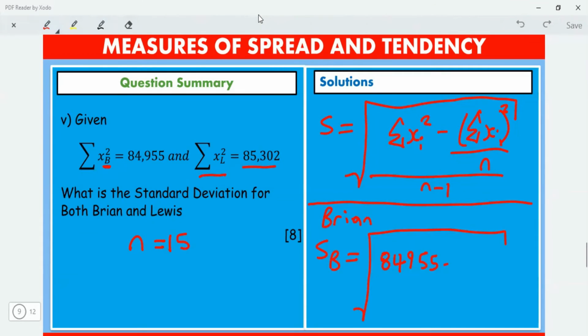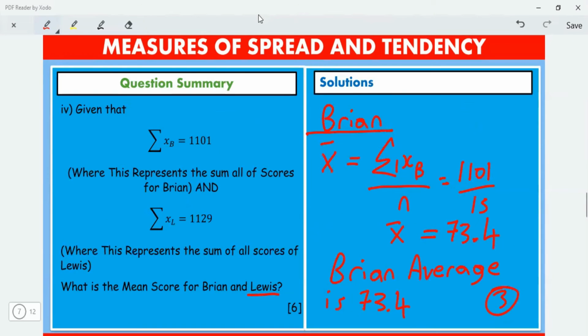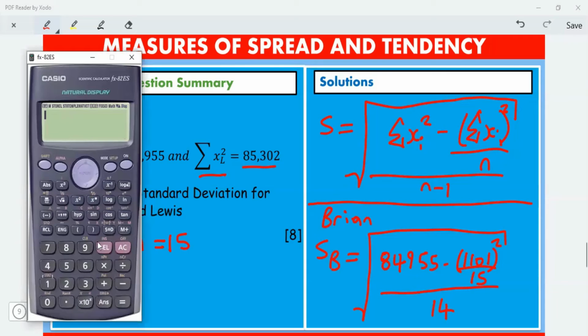All right, so scratch that. Minus the sum of xi for Brian, and I think we said the sum of xi for Brian was 1,101. So put that right there: 1,101 squared. We divide that by n, which is 15, all over n minus 1. 15 minus 1 is 14. So that is what we have. Now we just put this into our calculator and we get the standard deviation.